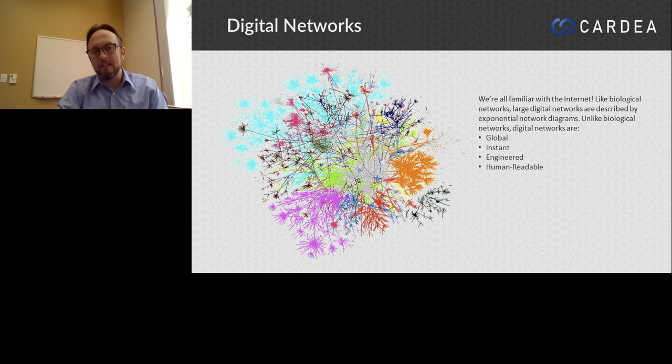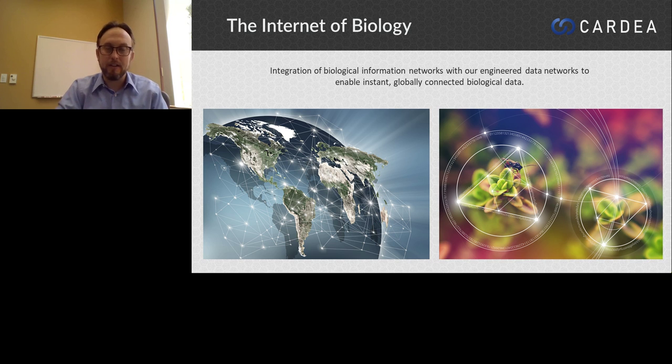This idea of coupling digital networks with biological networks is the Internet of Biology. And this is something that's talked about out there by several different people. It's that idea that you're integrating the biological networks that are local with the internet, which is global. You're taking something which is dynamic and also providing instant access to it. And you're able to take a very complex engineered network and link it to a complex emergent network.